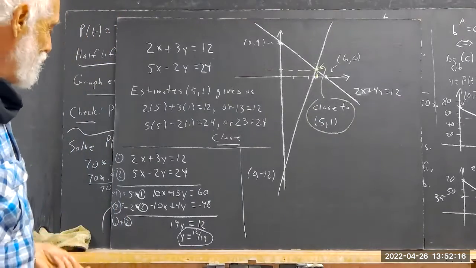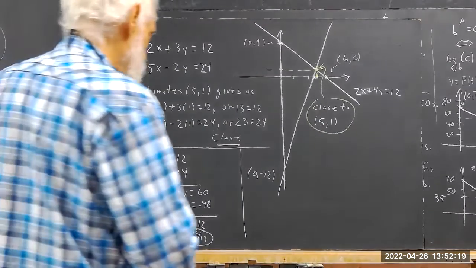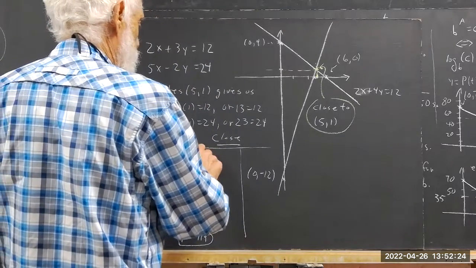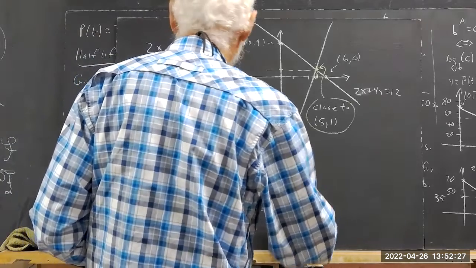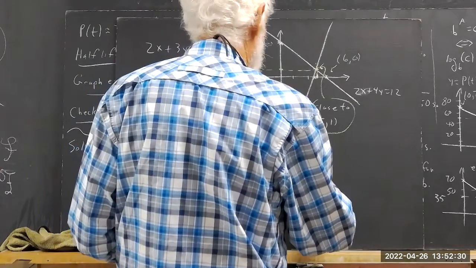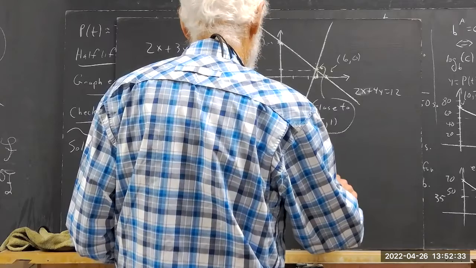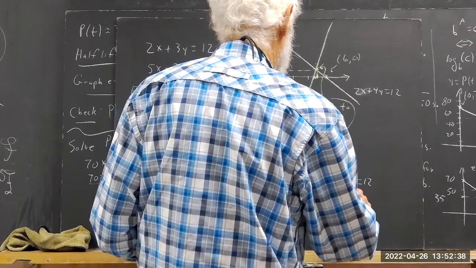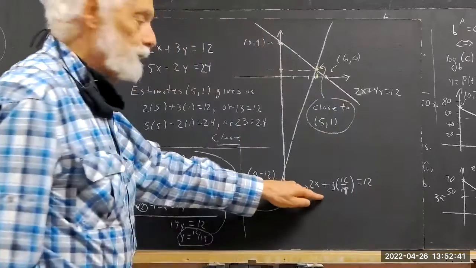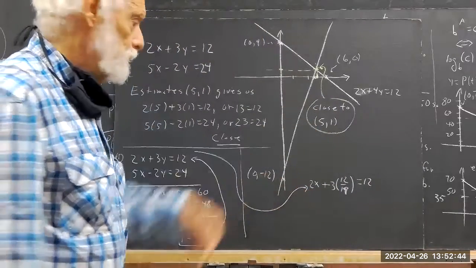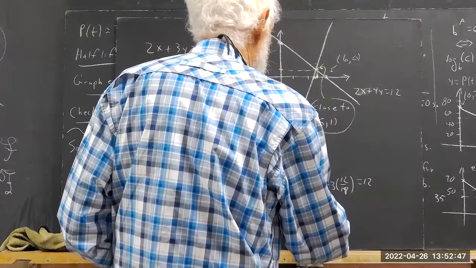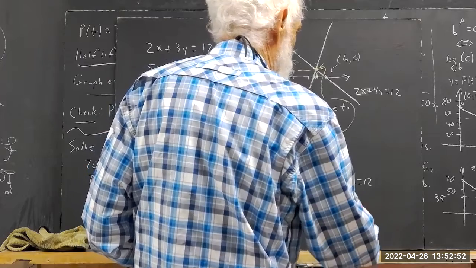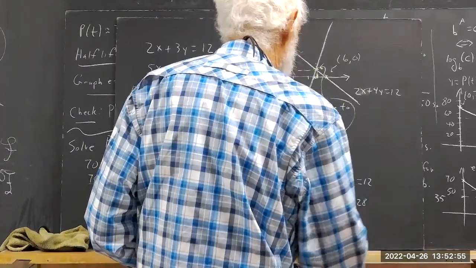Okay. And now I plug that back in. Okay, so I plug this back into, let's say, my first equation, doesn't matter where. And I'm going to come over here because I don't have room below. And now I've got 2x plus 3 times 12/19 equals 12. Well, that's easy to solve for x. That's a little messy. I've got to multiply both sides by 19. So I get 38x plus 36. And 19 times 12 is 228, I think.